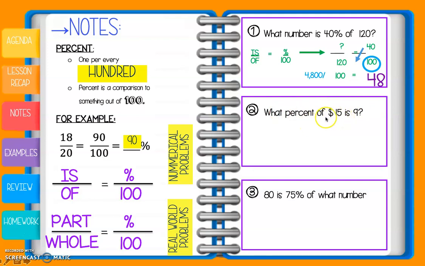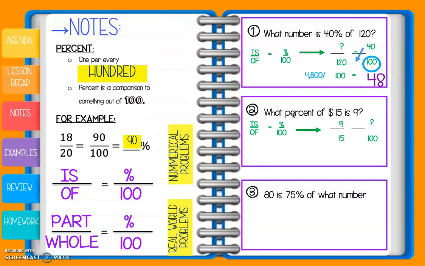I see the words is and of, so I know I'm going to use is over of equals percent over 100. Again, the first step for each of these is for you to write that, so you can show me what you're putting in each place. In this case, we've got our 4 empty spots. It says of 15, so where my of is written, that's where I'm going to put the 15. Is 9, so where my is is, I'm going to put my 9. This spot is always a 100 because percent is always out of 100. Now it says what percent? We don't know. That's the question, so that's where we're going to put our question mark.